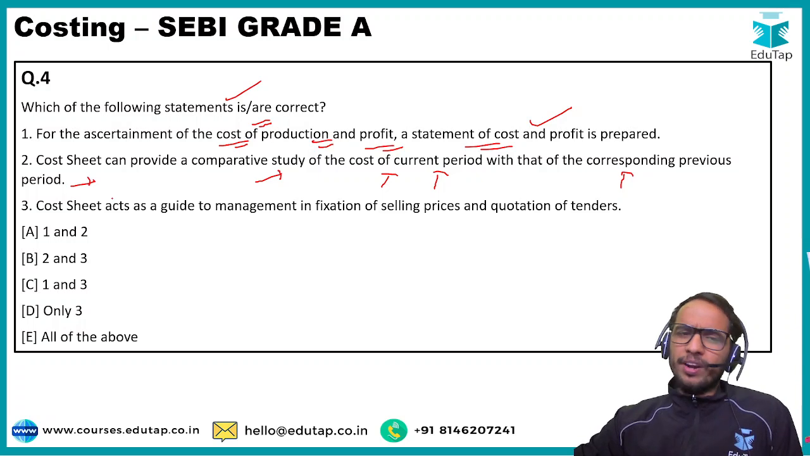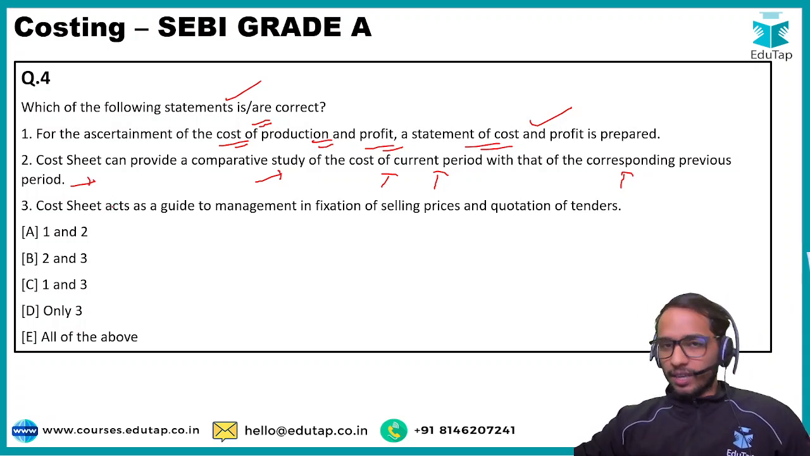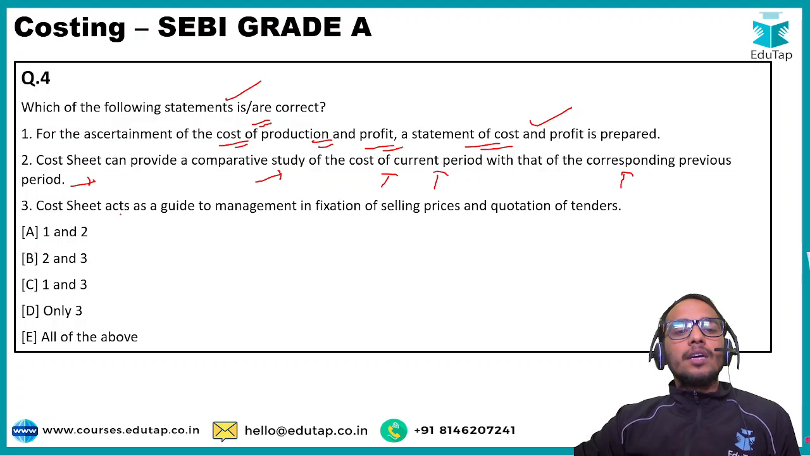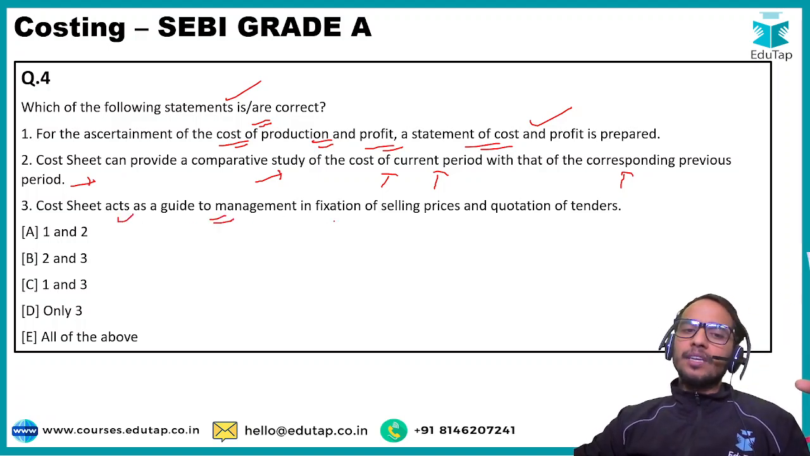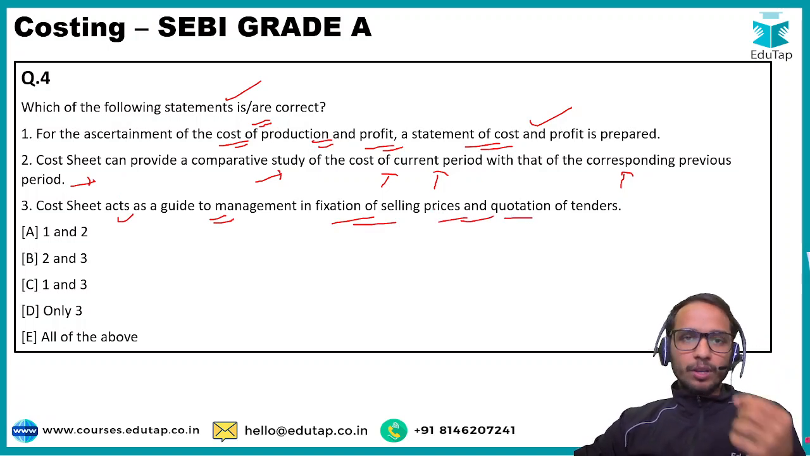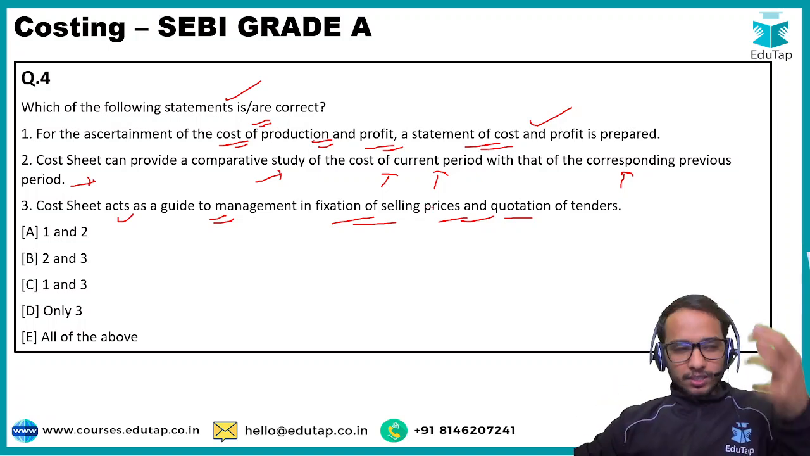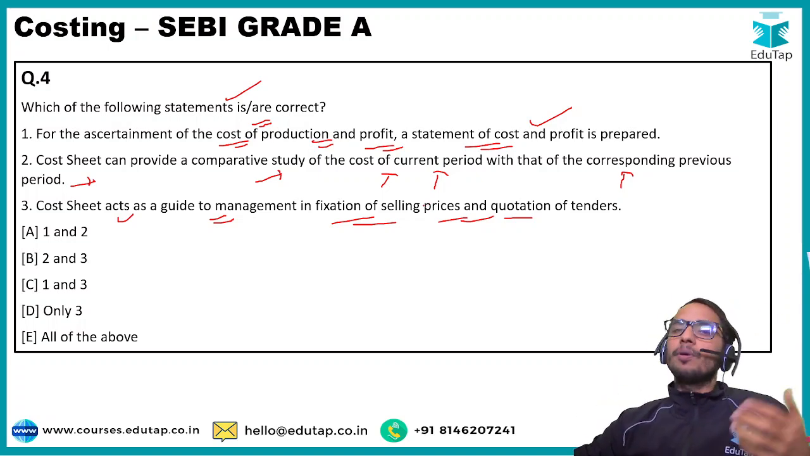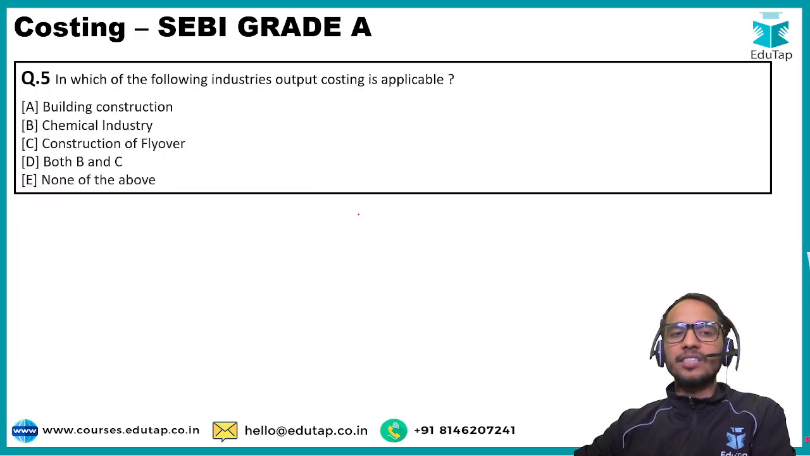Cost sheet can provide a comparative study of cost of the current year with respect to the previous year as well. So it is also correct. Third option says cost sheet acts as a guide to management in fixation of selling price and quotation of tenders. Absolutely correct. Obviously you are going to add the margin. They have a good idea that okay, this is the cost, this is the margin we need, then the selling price will be defined. So all of the above is the correct answer here. Every statement is correct here.